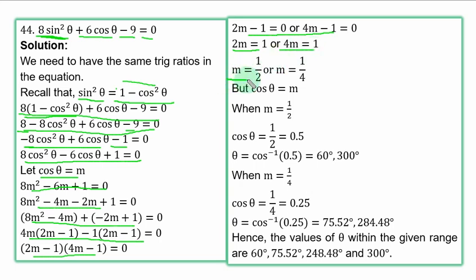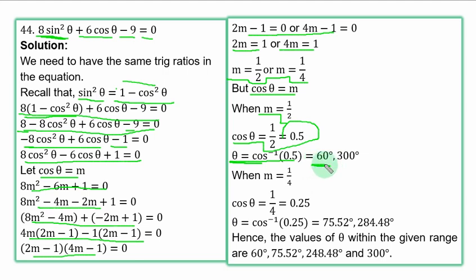You have m equal to 1 over 2 or m equal to 1 over 4. Let's go back to cos theta equal to m. When m is equal to 1 over 2, cos theta becomes 1 over 2, and that is 0.5. To get theta from here, you take the inverse of cosine of both sides. So theta is equal to inverse of cosine of 0.5, and that is 60 degrees first.